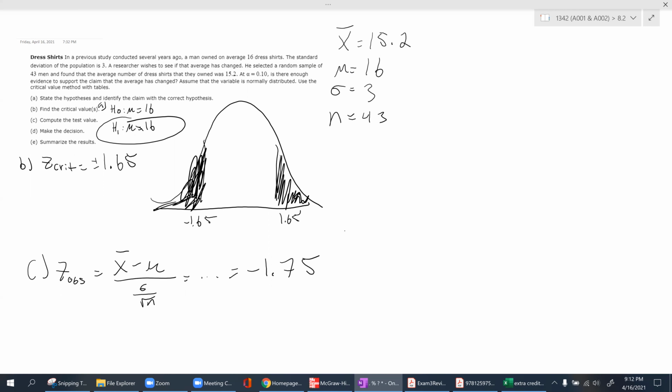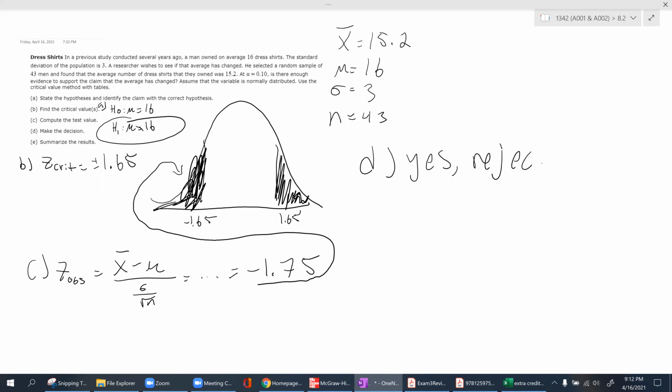Is negative 1.75 in that critical region? Yes, it is to the left of this. It is somewhere there. All right, so for D, yes, reject your null hypothesis, right? It is in the region.